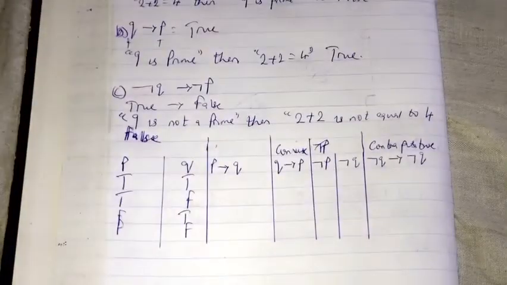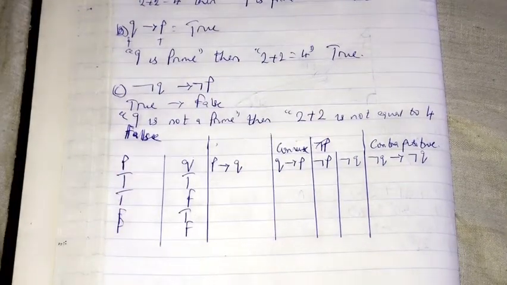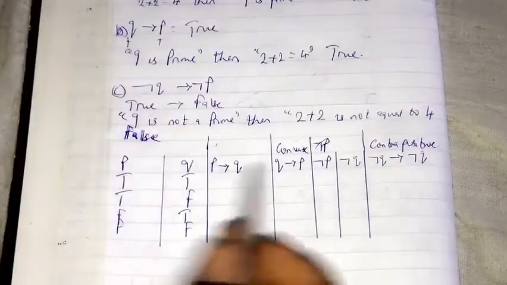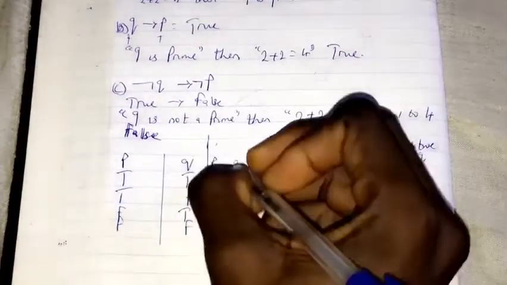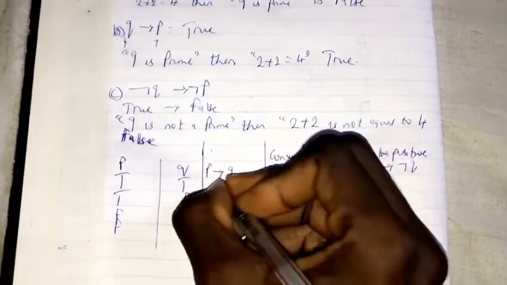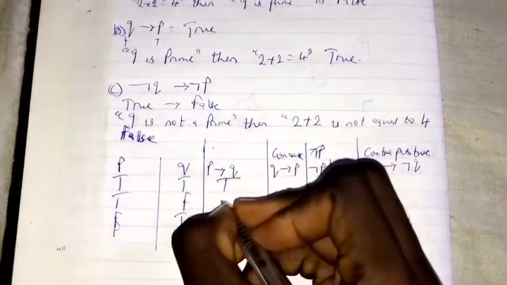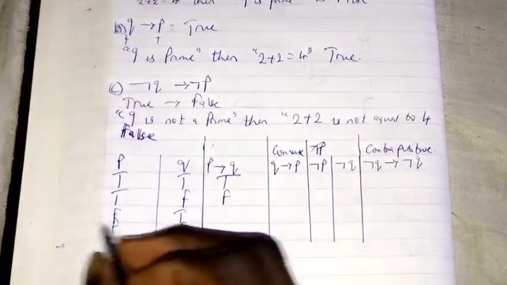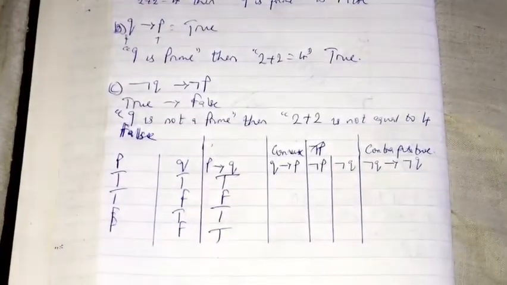I'm sure most of you must be having some difficulty grasping this, so let me summarize it for you. Of course, we did this in the last class. For P then Q, when you have true true, it becomes true. When you have true then false, that's the only place you have false. When you have false true, you also have true. When you have false false, we have true.